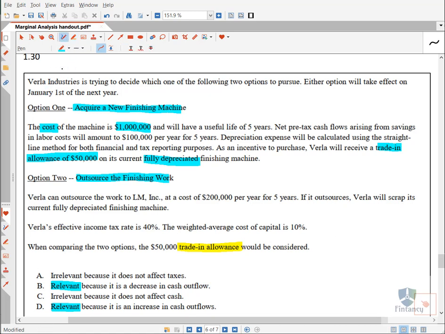So now here comes your concept. This trade-in allowance saving, is that a decrease in cash outflow or an increase in cash outflow? Decrease in cash outflow or an increase in cash outflow?